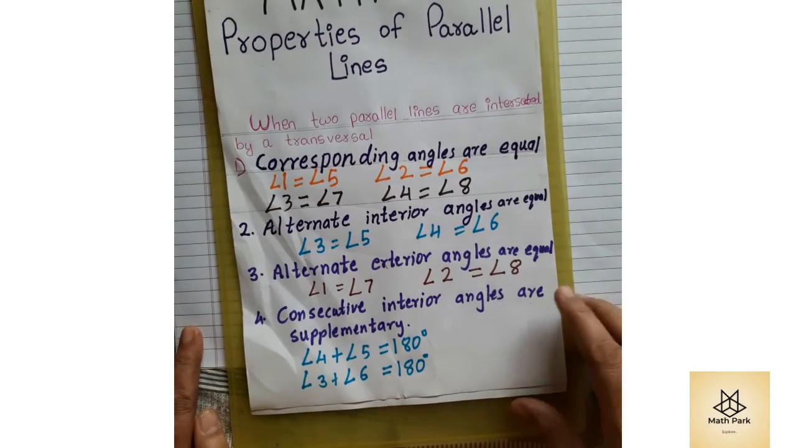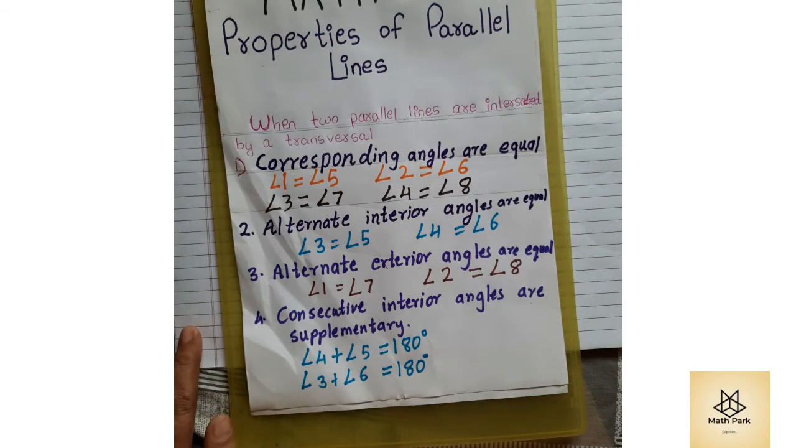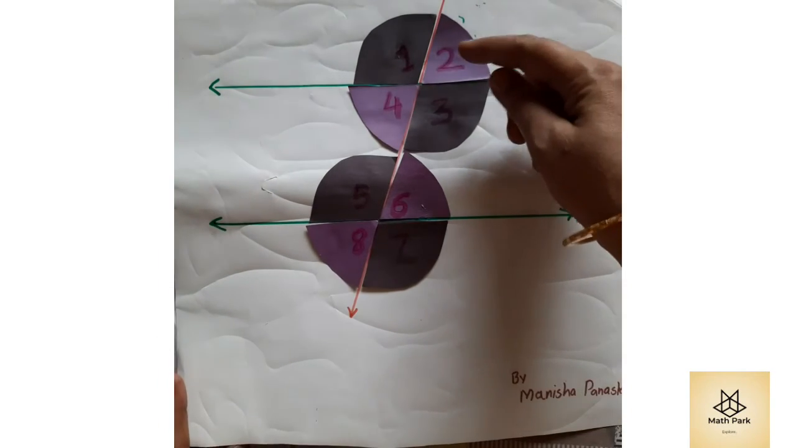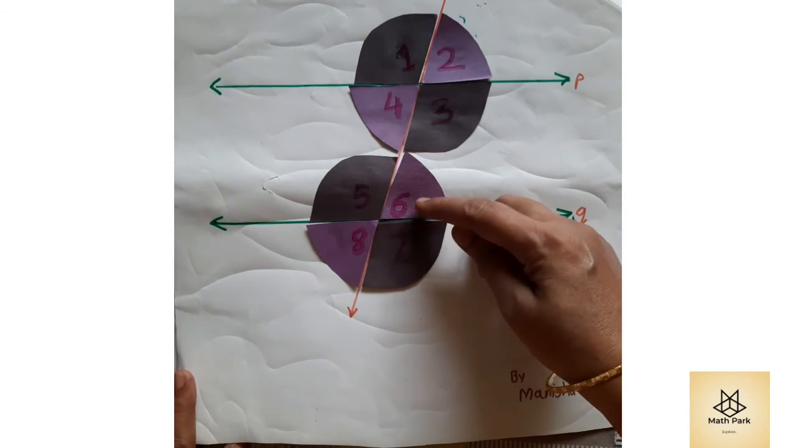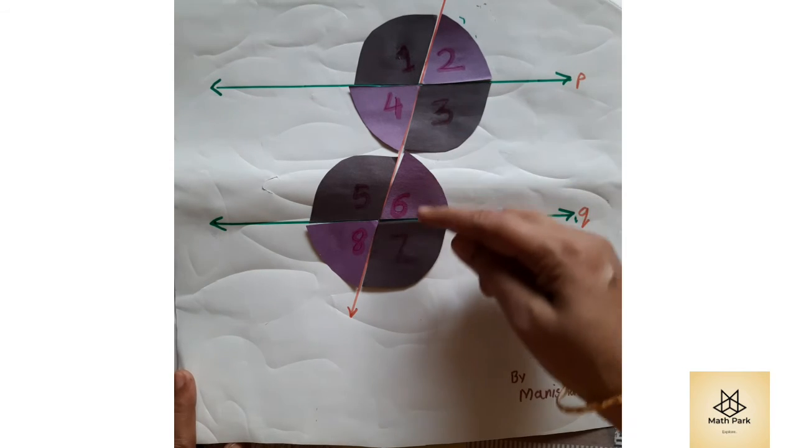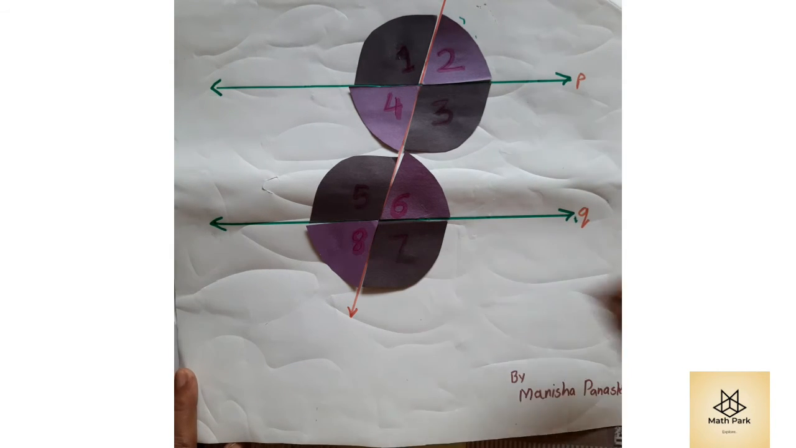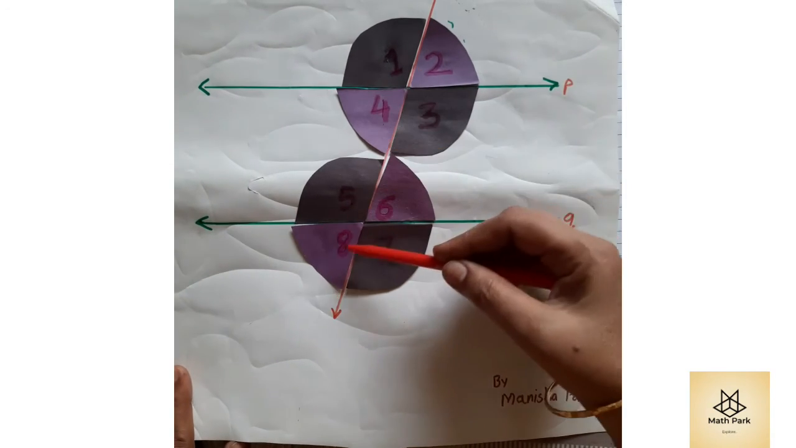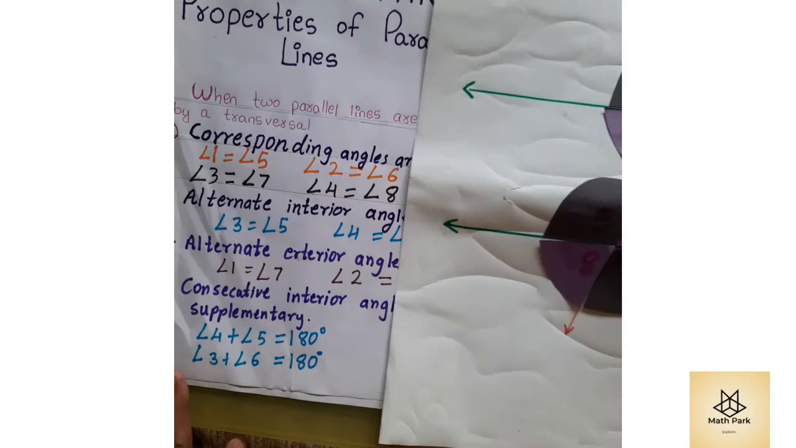Once again, we have a recap. What we learned today, we learned the properties of parallel lines. They say that corresponding angles are equal, alternate angles are equal. So you can see the corresponding angles. Angle 2 is equal to angle 6, angle 3 is equal to angle 7, angle 1 is equal to angle 5, angle 4 is equal to angle 8. These are the pairs of corresponding angles.